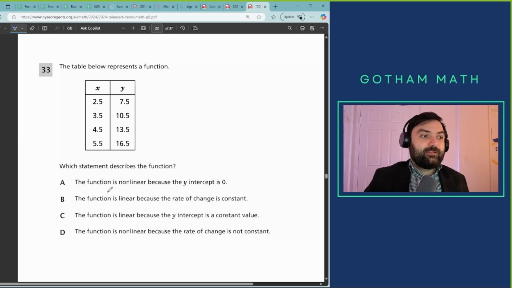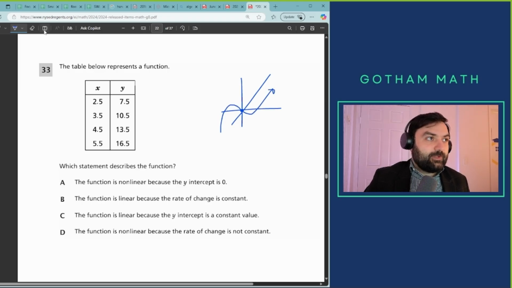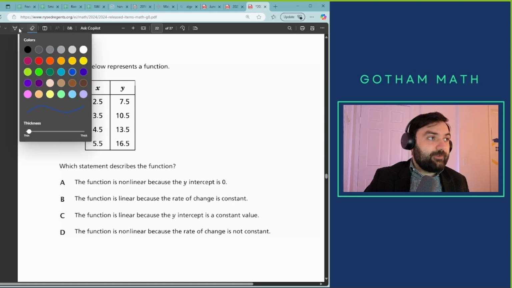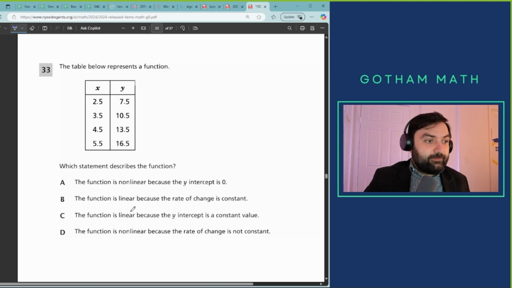All right. The function is nonlinear because y-intercept is 0. Well, this doesn't make sense at all because it can be linear and nonlinear with y-intercept equals 0. How? Well, it can go like this, let's say. Let's imagine it goes through 0, or it can be like this, having y-intercept through 0. No, that doesn't affect us, and it doesn't make sense. The function is linear because the rate of change is constant. Well, this is a possibility.